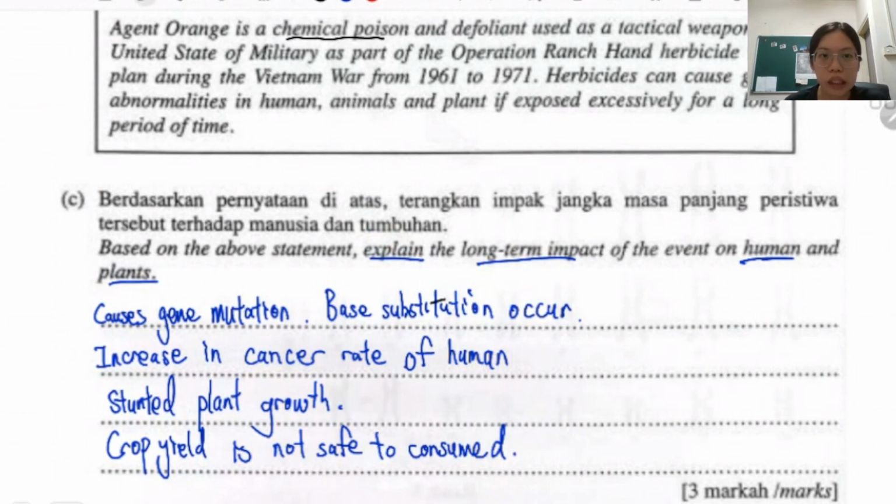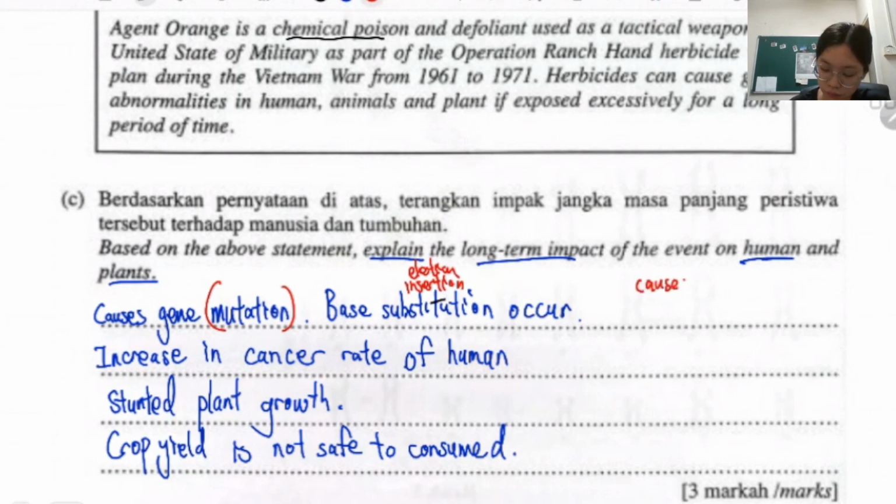Meanwhile, for the plant, it will lead to stunted plant growth and the plants are not really safe to consume. But most importantly, you have to know that it will lead to mutation. So it can be base substitution, base insertion, or base deletion. But if you want to explain in another manner, because that is what the answer scheme provides, I prefer to explain it in this way.